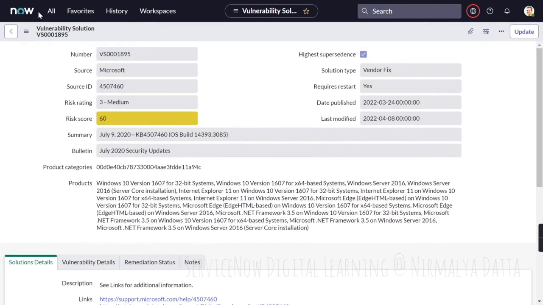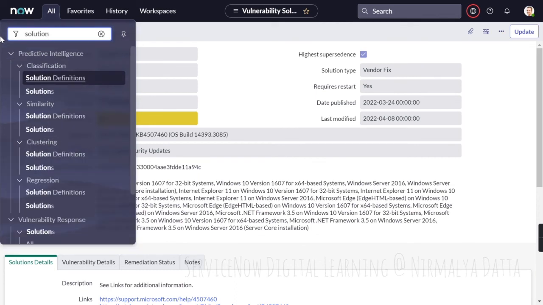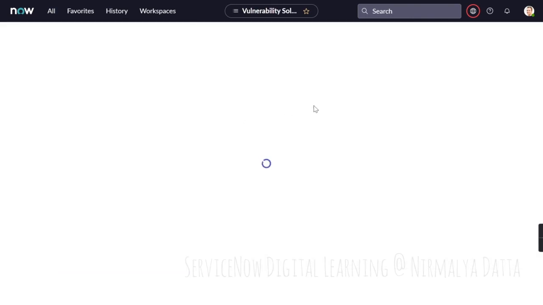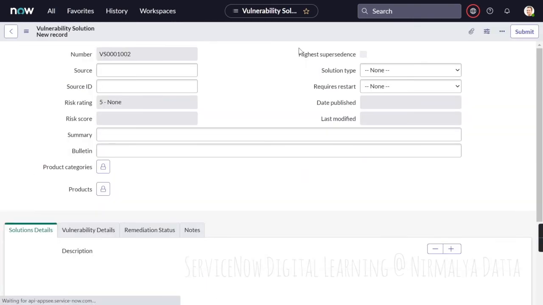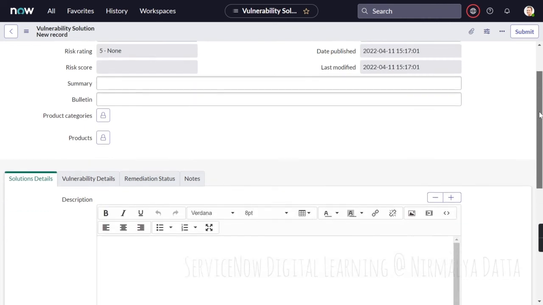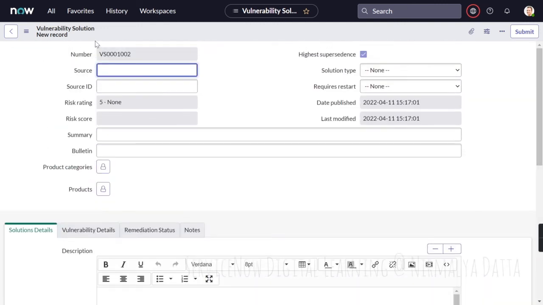In case we are remediating a particular vulnerability and we know the solution of that, we can create and document that particular solution by creating a new solution and associating it with the vulnerability definition for which the solution applies. In that case, the solution can be reused in future.